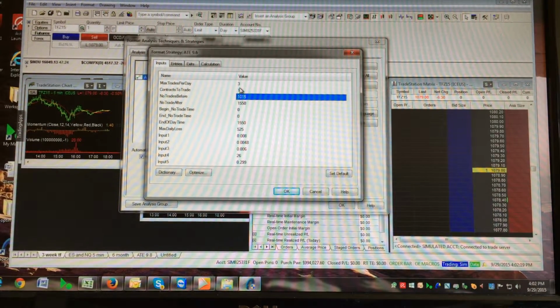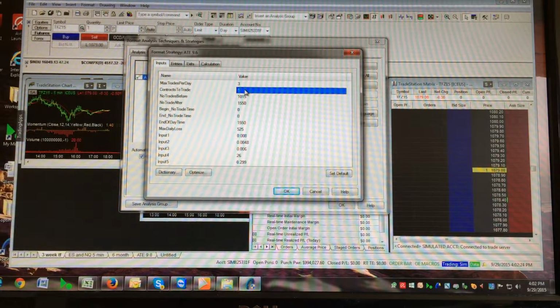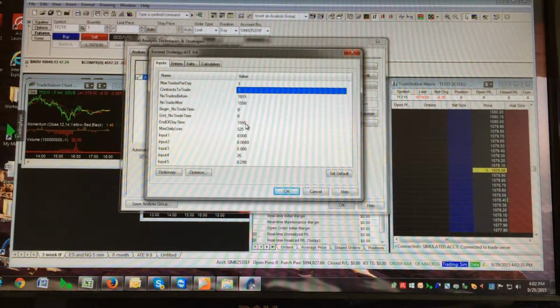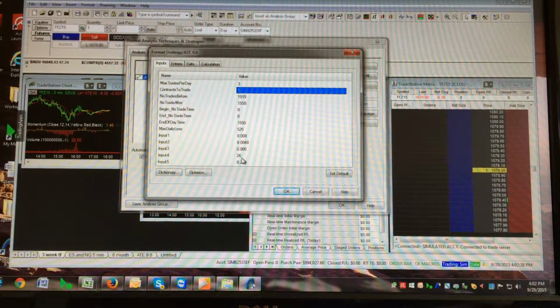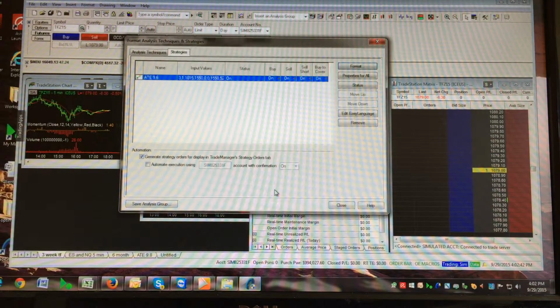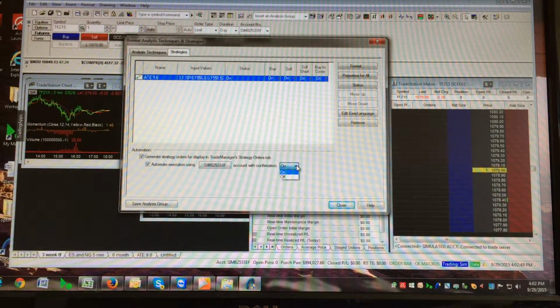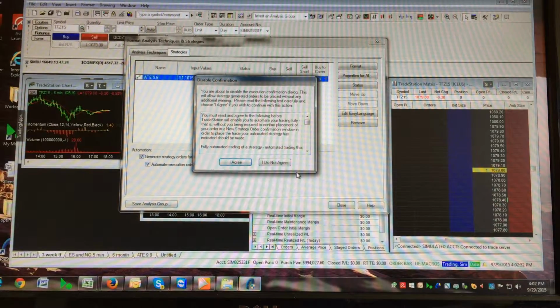If you're going to trade one contract, we always send it out trading for two, so you have to cut that max daily loss in half from the numbers we give you if you're only going to trade one contract. Once you've made your changes to the inputs, you click OK, and then to set up automated trading, you click here and make sure this is on. Okay.